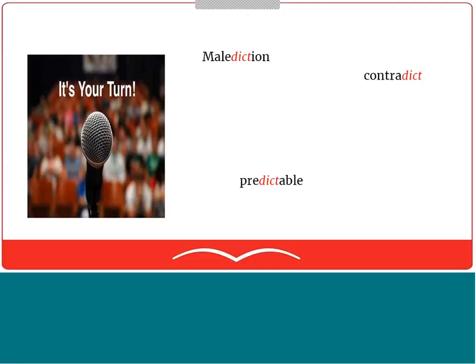Contradict. What does the prefix contra mean? Oppose. Very good. It is opposite. So contradict means... fabulous. When you contradict someone, you're saying the opposite of what they're saying. You're disagreeing with them.